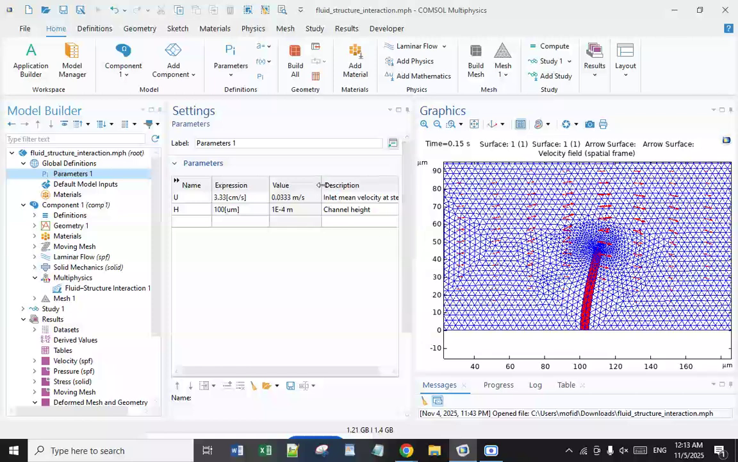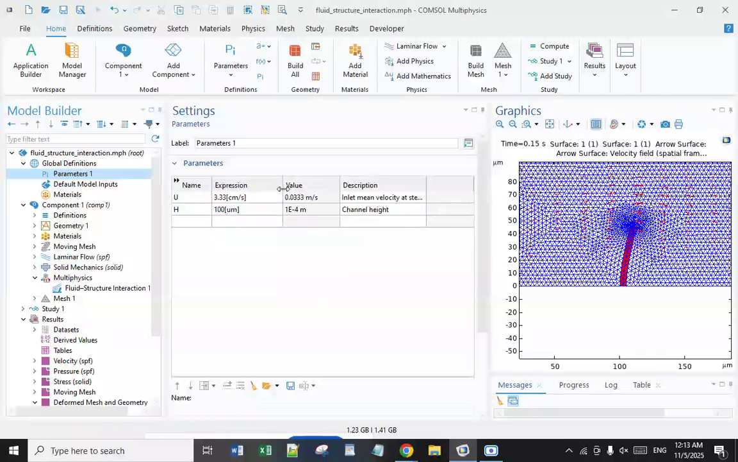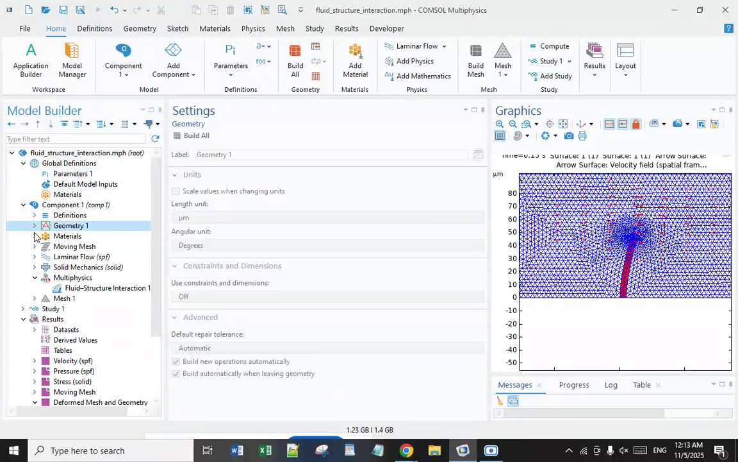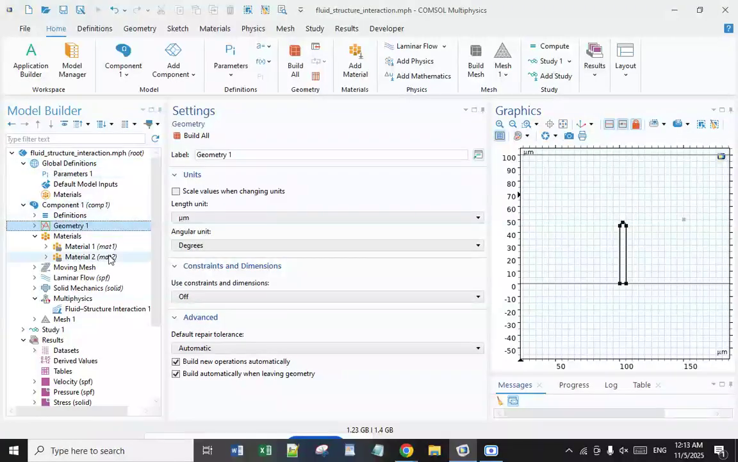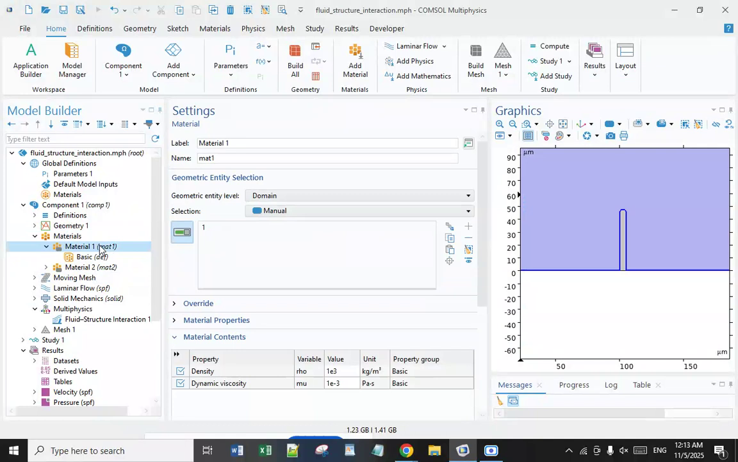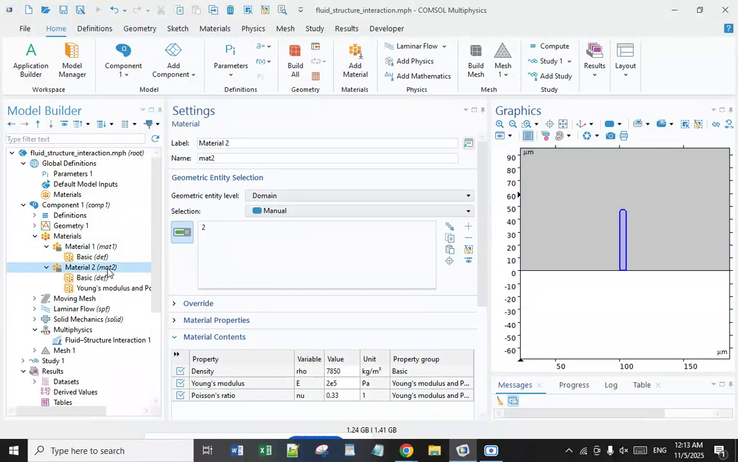And there is a parameter here. The u is assumed to be the inlet mean velocity as a steady state, and h is the channel height. And this is a mesh, and you can see the material, the first and second material. The first one is fluid, and you can detect from the dynamic viscosity that it is something such as water.